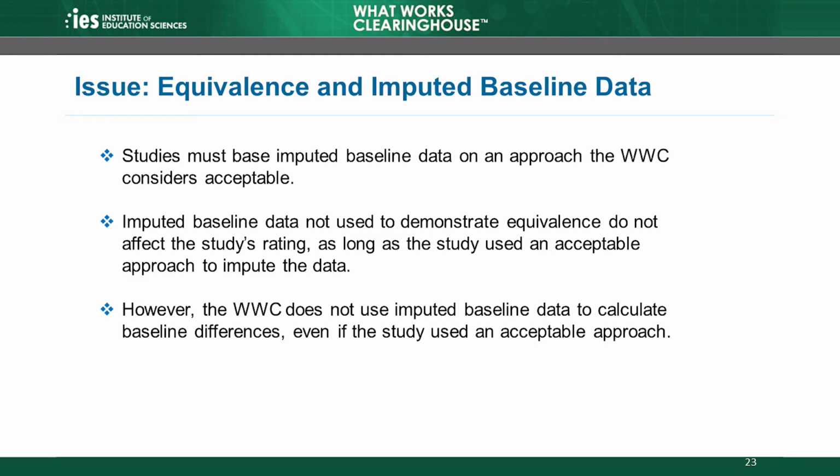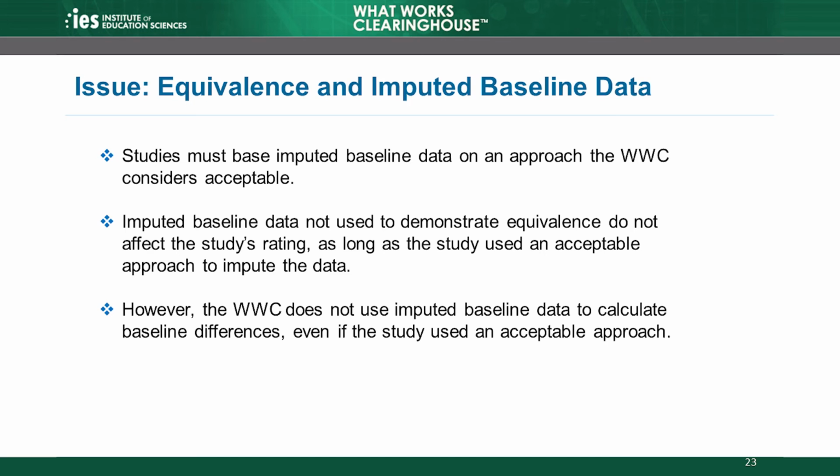Some study authors impute baseline data in their analyses. Recall from the attrition module, which is Module 2, that imputing data means replacing the unobserved data in some way. The WWC has determined that only certain approaches are acceptable for imputing baseline data, and the WWC Procedures and Standards Handbook describes these approaches. If a study used an approach the WWC does not consider acceptable to impute any data in the analytic sample, the study does not meet WWC group design standards.